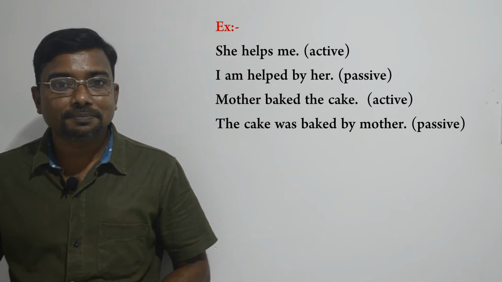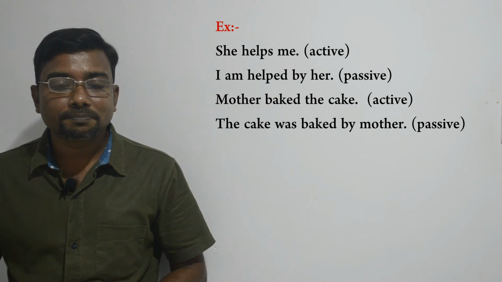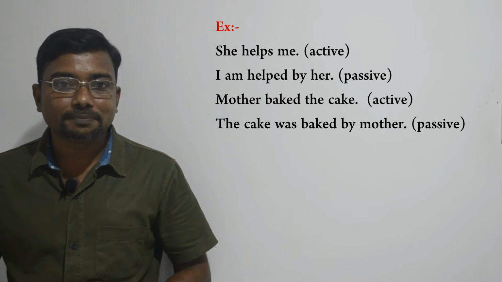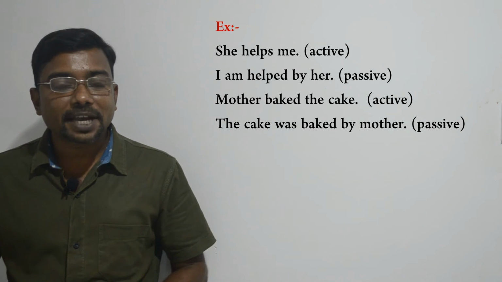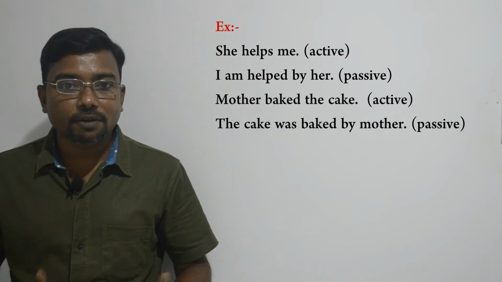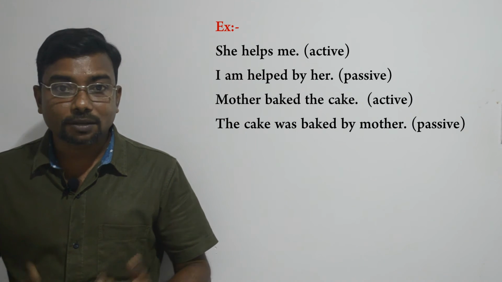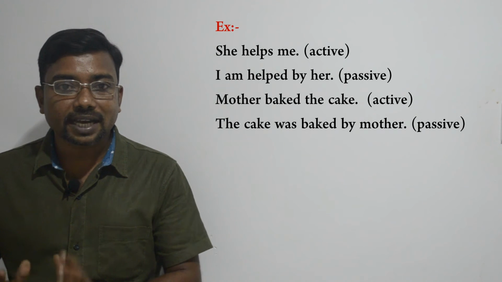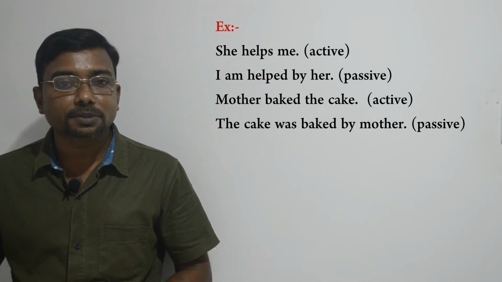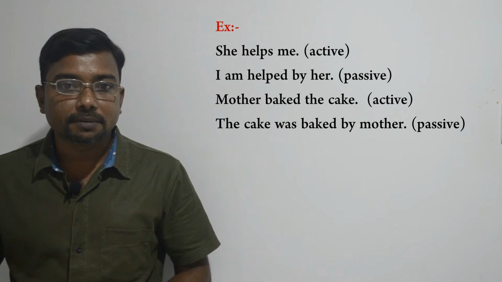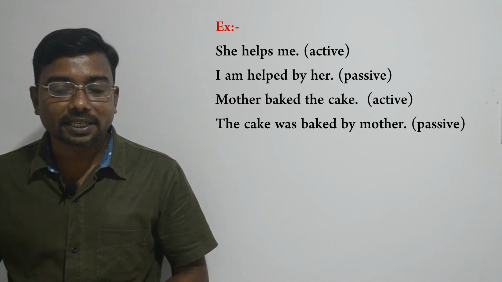Okay, another very important thing you should remember, a transitive verb can be used in passive voice too without any interruption, but an intransitive verb cannot do that. Okay, look at this example. She helps me. I am helped by her. Mother baked the cake. The cake was baked by mother. Look at the first example. She helps me comes with active voice, and the second example comes with passive voice. I am helped by her.